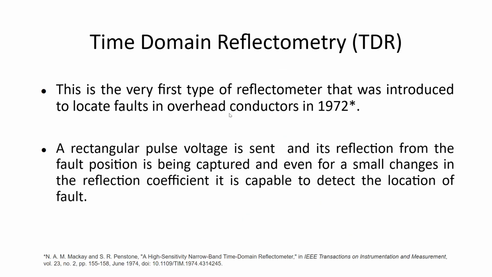This is the very first type of reflectometry that was introduced to locate faults in overhead conductors in 1972. After this, it took around 10 years for cables actually. A rectangular pulse voltage is normally sent, and its reflection from the fault position is captured. And even for small changes in the reflection coefficient, it is capable of detecting the location of the fault.